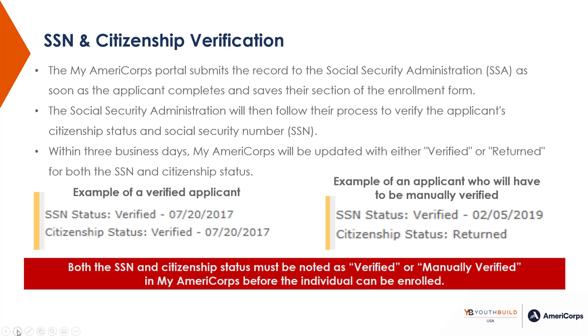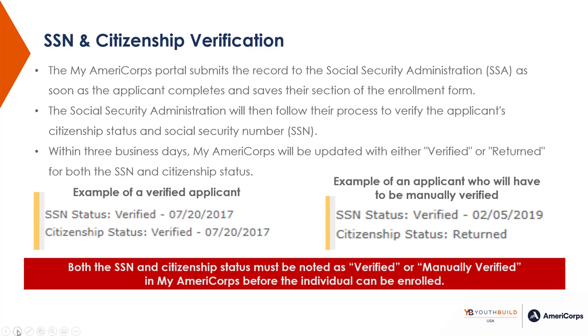In terms of citizenship and social security verification, this automatically happens within the eGrants system, but it does not happen until your potential member completes that enrollment form in My AmeriCorps. When they complete that enrollment form, it triggers this process. The earlier they complete that enrollment form, the earlier this process triggers, which is important, because if you have an issue with their social security or citizenship status, it could take some time to get resolved.